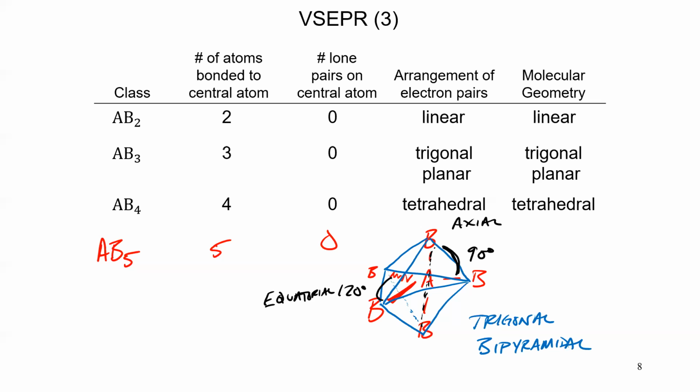Okay. All right, we're running out of time, so we're going to stop there for today. We'll come back and we'll talk about an example of trigonal bipyramidal, and then the last main geometry, which is octahedral. We'll do that on Monday.